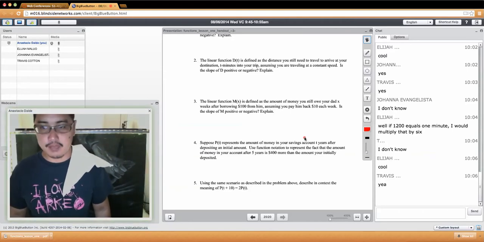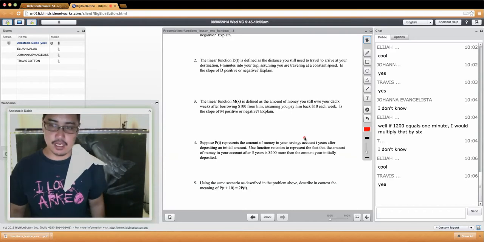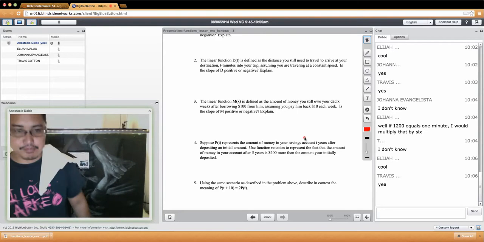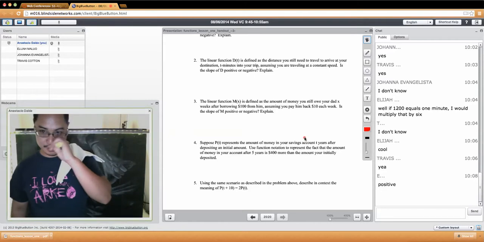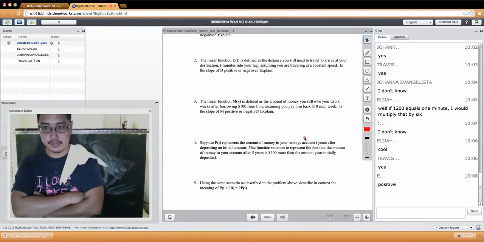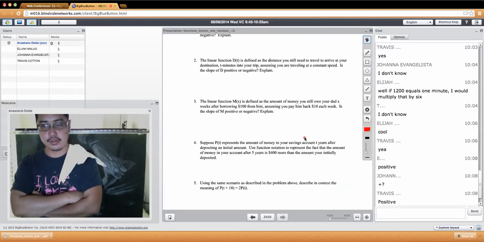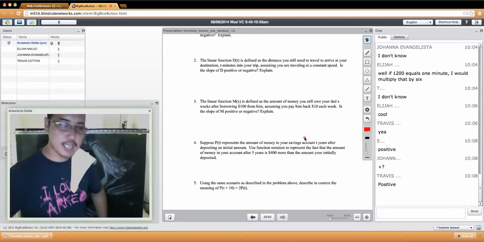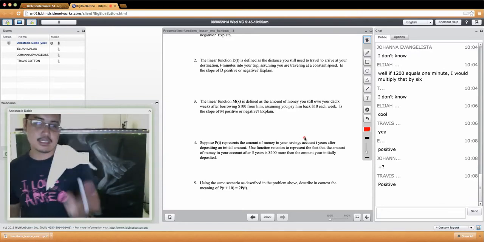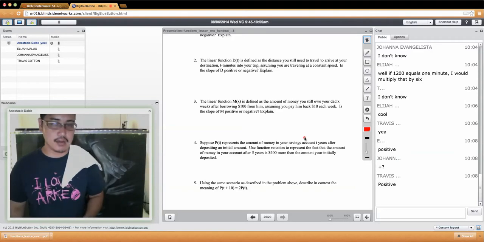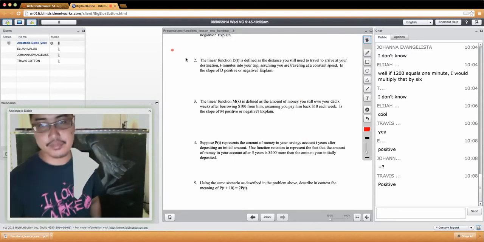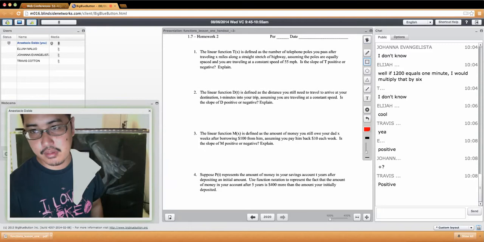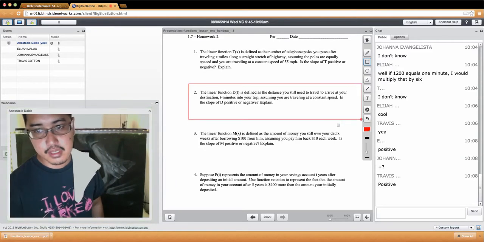What are your thoughts? Positive or negative? It's a 50-50 shot. Type in plus or minus. Is it positive or negative? Slope, that is. Joanna says positive. All right, everyone's saying positive. Yeah, I would say that's absolutely correct because it's talking about your distance from a spot. Now, you have to be careful because they said the words constant speed, right? Like we're looking at this problem right here, number 2. They said constant speed.